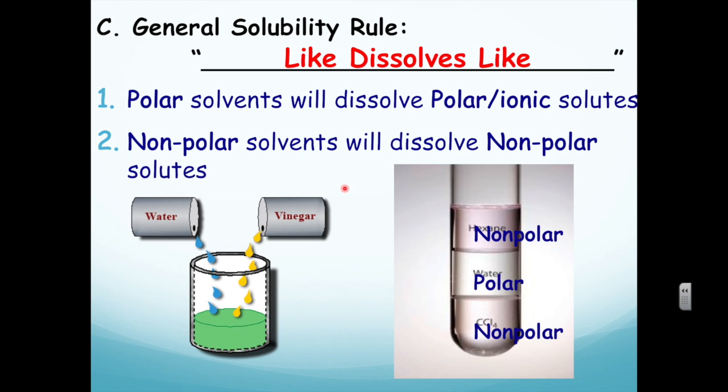So there's a general rule of like dissolves like. So basically a polar solvent will dissolve a polar solute, and a nonpolar solvent will dissolve a nonpolar solute. Now this is not an end-all be-all rule, and if you write like dissolves like on your AP test, they will not give you credit for it. But it is a good rule of thumb to use in a laboratory setting.